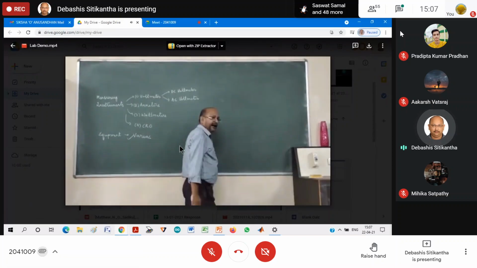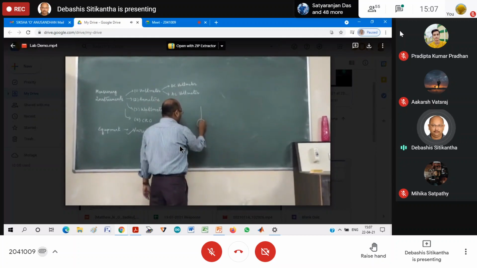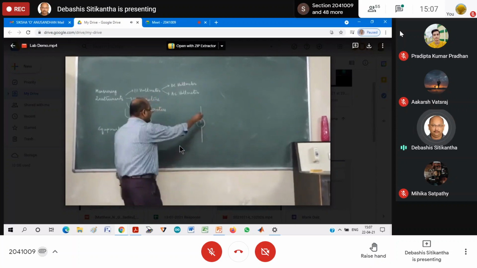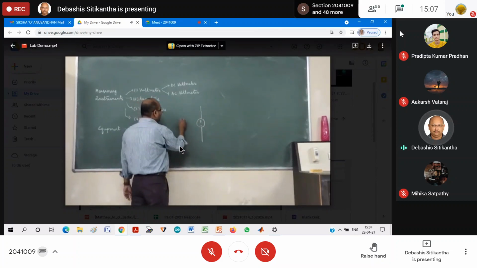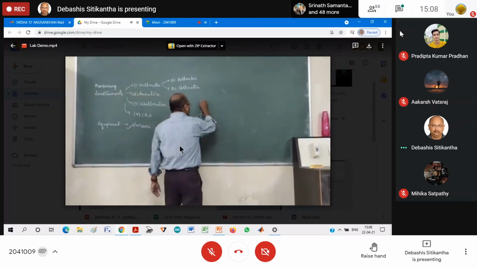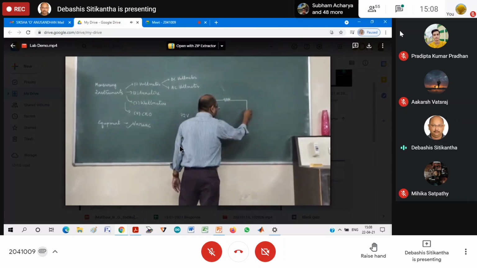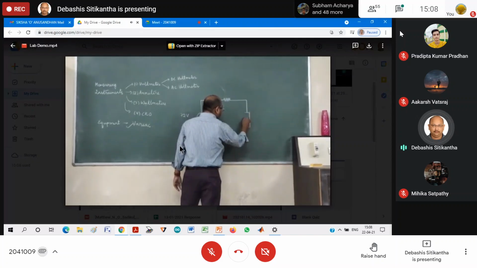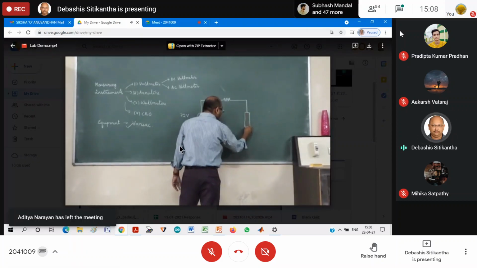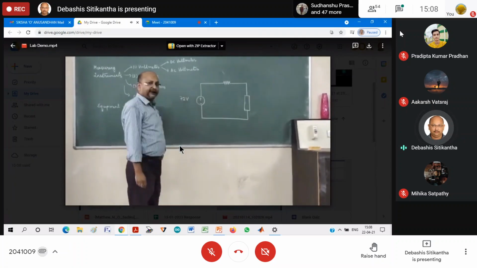Suppose I have an electrical circuit consisting of a DC voltage source like this. Suppose this source is capable of giving me 72 volt. Now there is a resistance over here and there is some load over here. Now I want to measure the voltage.